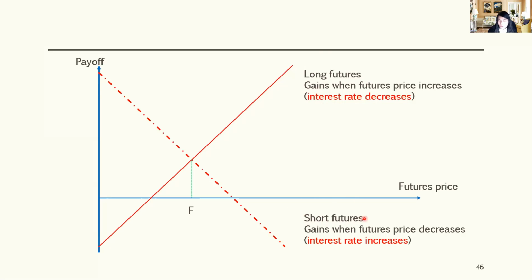Alternatively, for a short futures, you will gain when the interest rate increases. This is a little bit counterintuitive, especially if you want to compare this with the FRA contract. Just remember that they are based on two opposite prices. The futures price is the opposite of the interest rate.